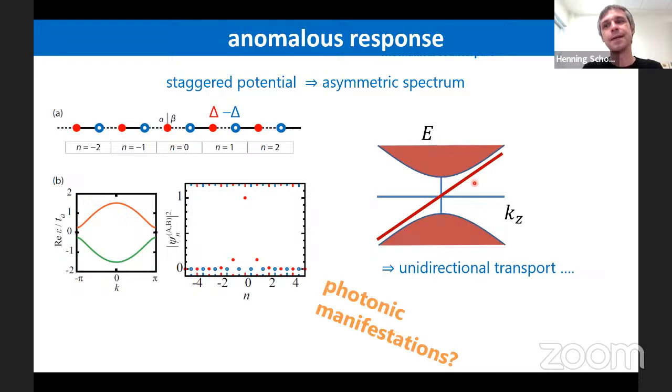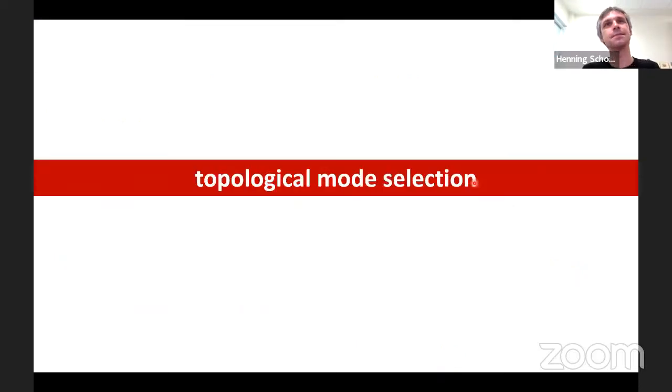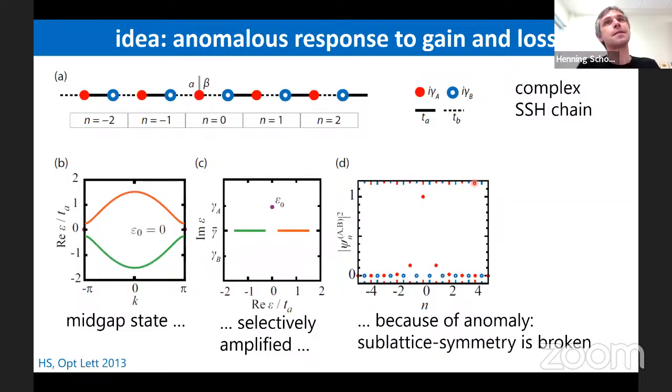So I'm just going to start out the actual talk by showing you a photonic manifestation of this idea, where we already twist this idea a little bit. And I call this topological mode selection. The idea is to take a system which has the same structure. Mathematically, it's going to describe in a very similar way, only that we think of it as a photonic system, which gives us some more freedom to write down the Hamiltonian. Namely, we can make the on-site potentials complex and in particular imaginary.